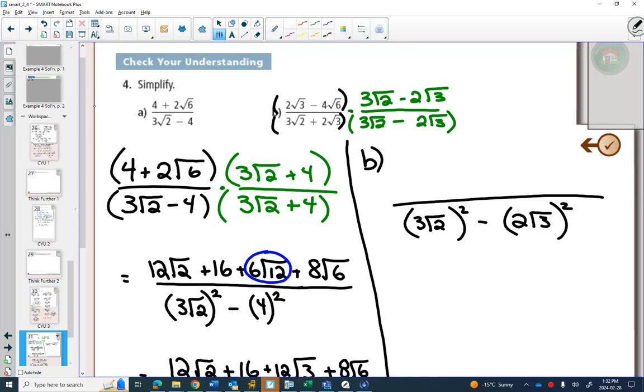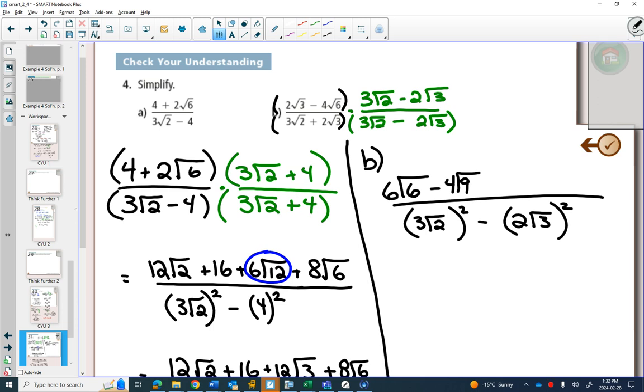On the top, though, we do have to multiply things out normally. So remember, how do we multiply radicals? Take the numbers in front and multiply them. So 2 times 3 would be 6. And the square roots, the root 3 times root 2, we multiply the radicands, the insides. So I'll get 6 root 6. Then 2 root 3 times the negative 2 root 3 will be negative 4.